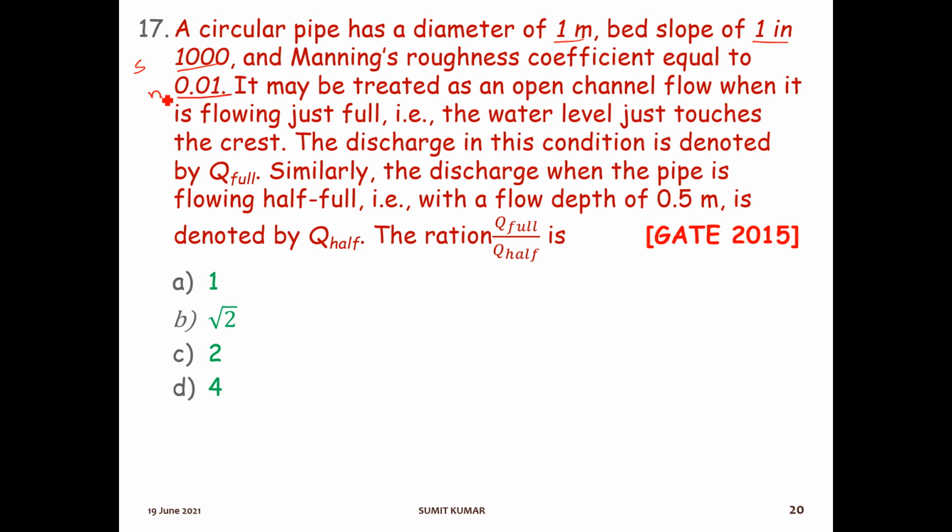That is n. It may be treated as open channel flow, OCF, when it is flowing just full. The water level just touches the crest. The discharge in this condition is denoted by Q full, when the flow is occurring throughout the pipe. Similarly, the discharge when the pipe is flowing half full, with a flow depth of 0.5 meter, is denoted by Q half.